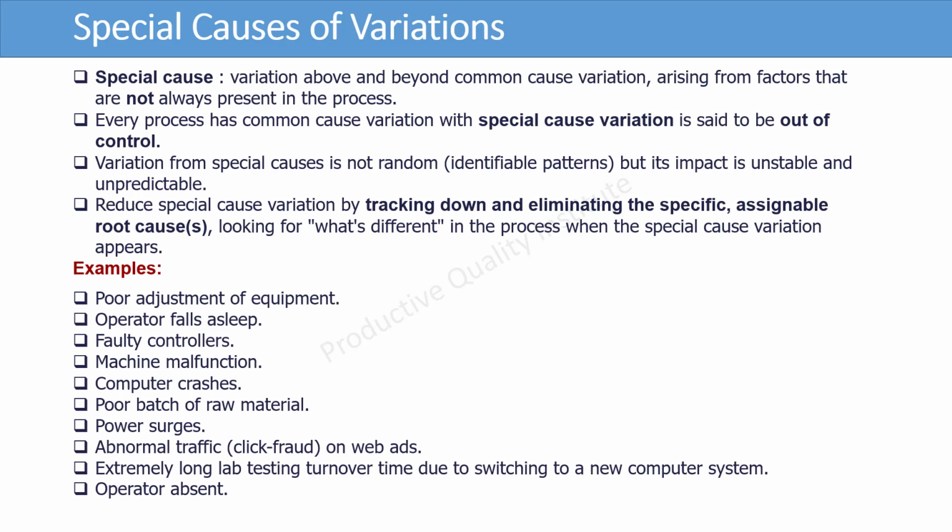Examples of special causes of variation: poor adjustment of equipment, operator falls asleep, faulty controllers, machine malfunction, computer crashes, poor batch of raw material, power surges, abnormal traffic, click fraud on web ads, extremely long lab testing turnover time due to switching to a new computer system, operator absent.